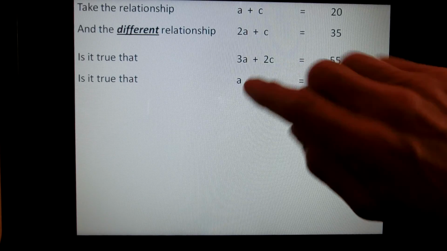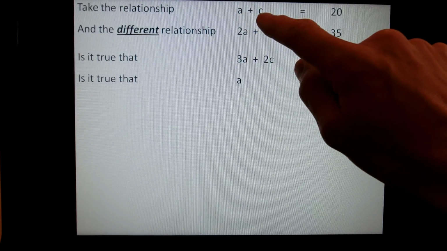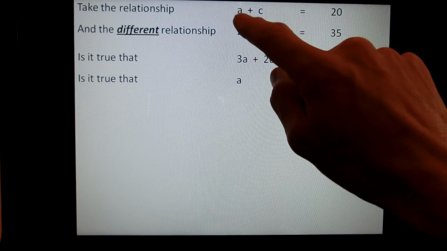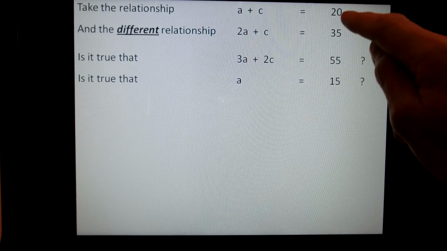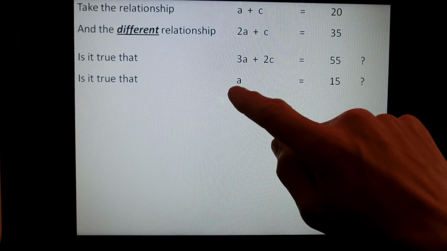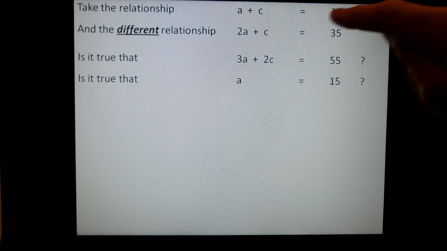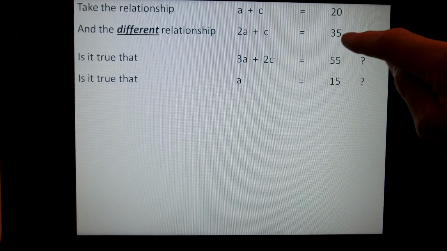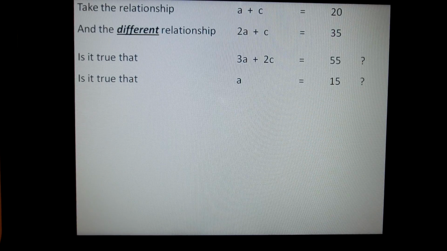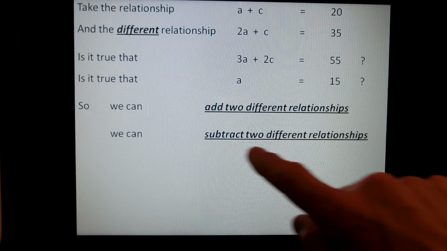Can we also figure out from these two, this family bought 1 adult ticket and 1 child ticket for £20. This family bought 2 adult tickets and 1 child ticket. So it means that they bought an additional adult ticket, and the cost of that must have been £15. So what we're doing there, we can figure out that the adult ticket cost must be £15. So what we're doing is a subtract. With this relationship and this one, we're effectively subtracting this relationship from this one. So if we have 2 different relationships, we can add them. And if we have 2 different relationships, we can subtract them.